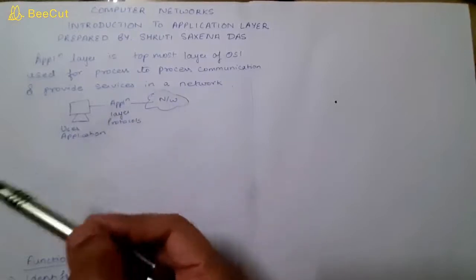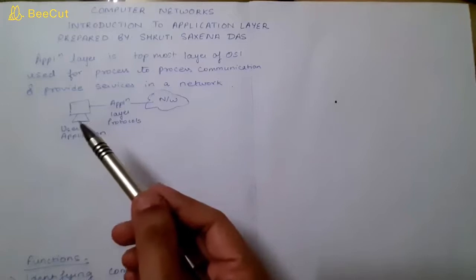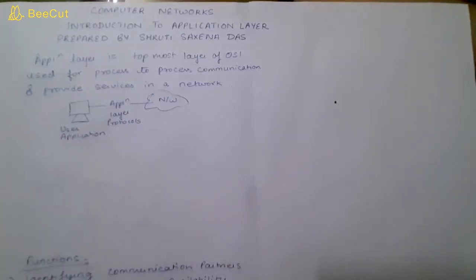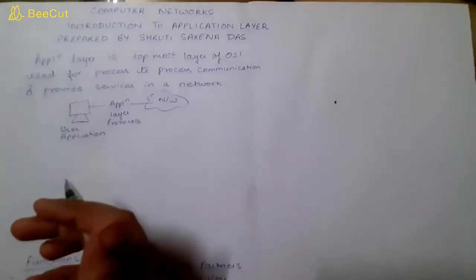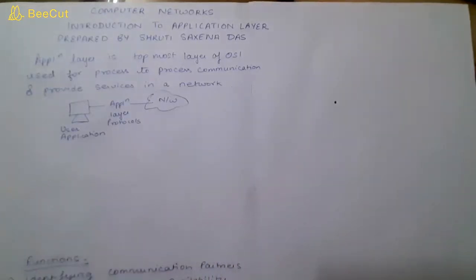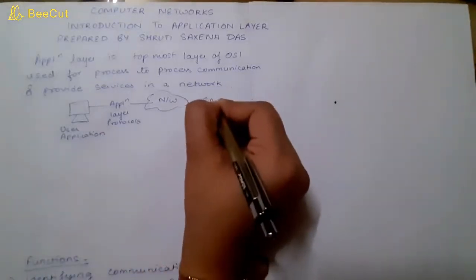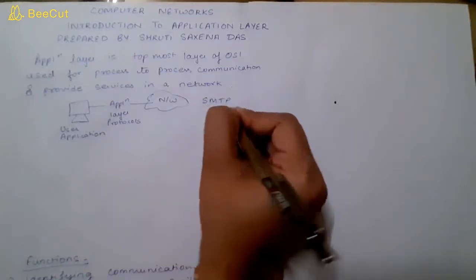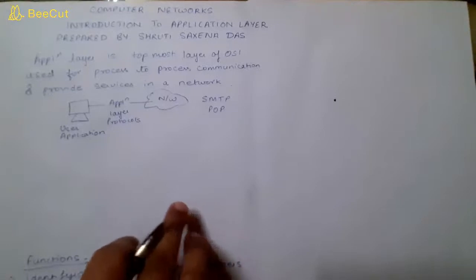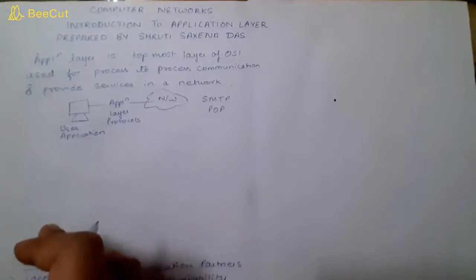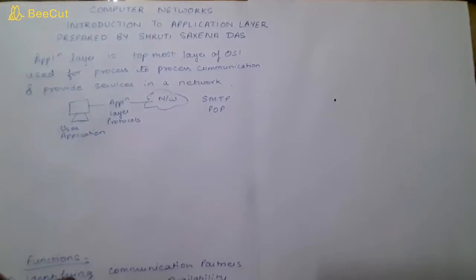Suppose you want to open a web page in a browser, or you want to check your emails. For everything, protocols are there. Application layer protocols provide an interaction with the network. If you want to send your email or check your inbox, we have certain protocols like SMTP, simple mail transfer protocol, or POP, post office protocol. These protocols are used for mail services. Like that, we have so many protocols which are provided by the application layer.